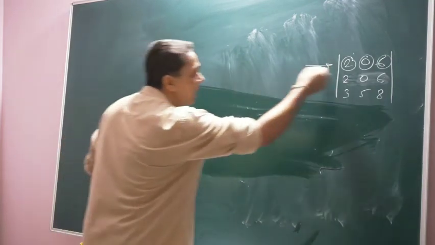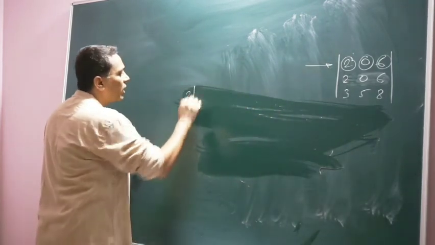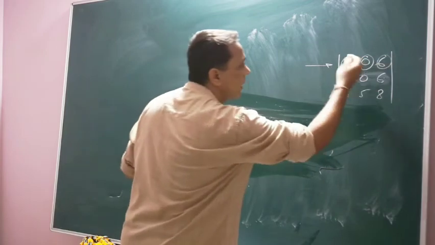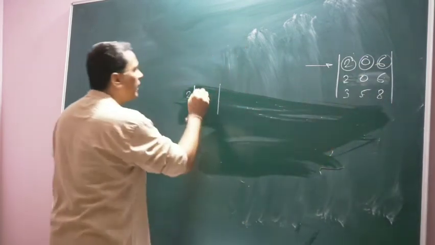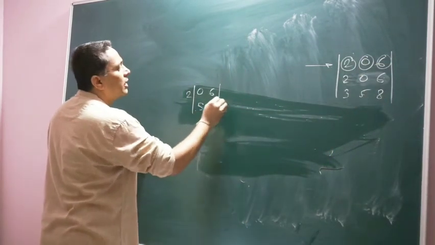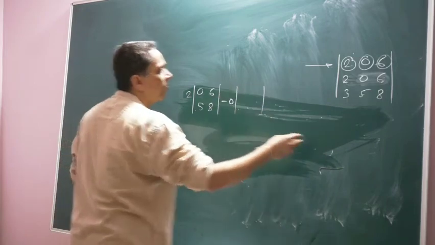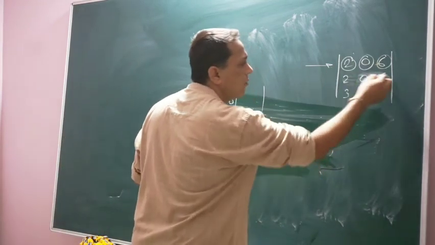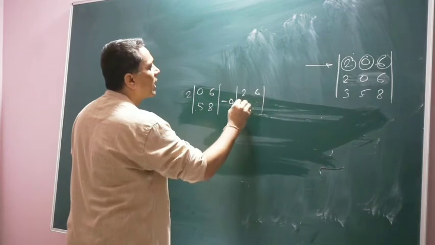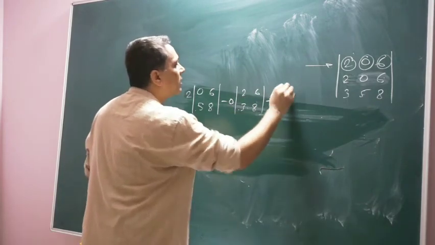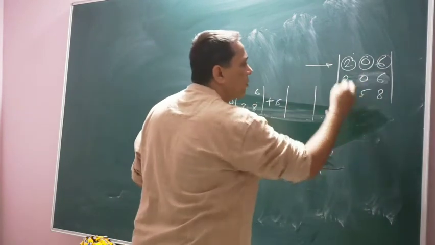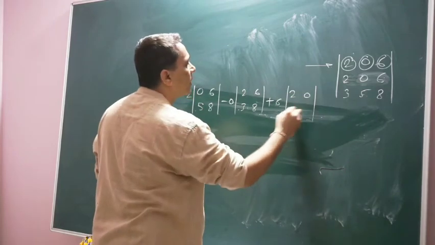Again, calculating along the first row, 2, forget the row and the column, 0, 6, 5, 8. Then subtract the second number always. What remains is, forget the row and column, 2, 6, 3, 8. And always add the third number, forget the row and the column, 2, 0, 3, 5.